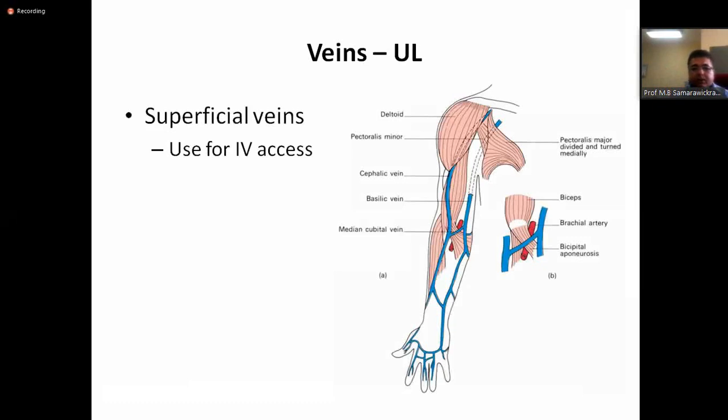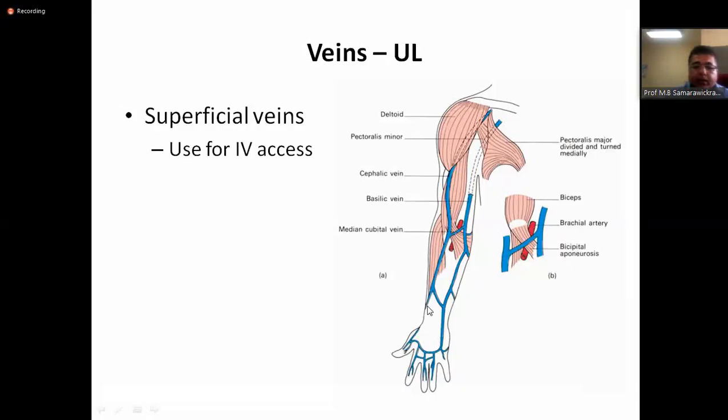Right. Veins, superficial veins. There are two superficial veins in the upper limb. That is the cephalic and the basilic vein. Right. So these are again the most common veins to use for IV access, especially the cephalic vein.